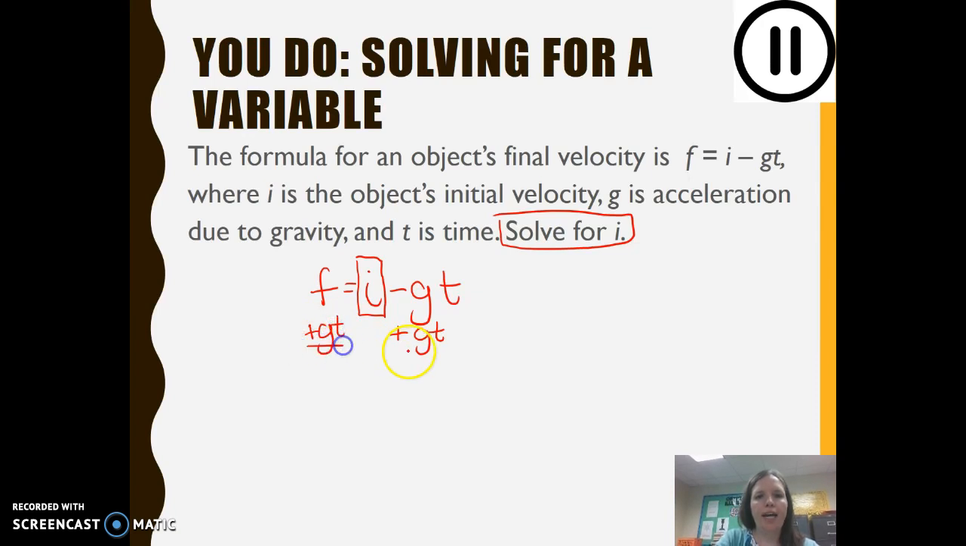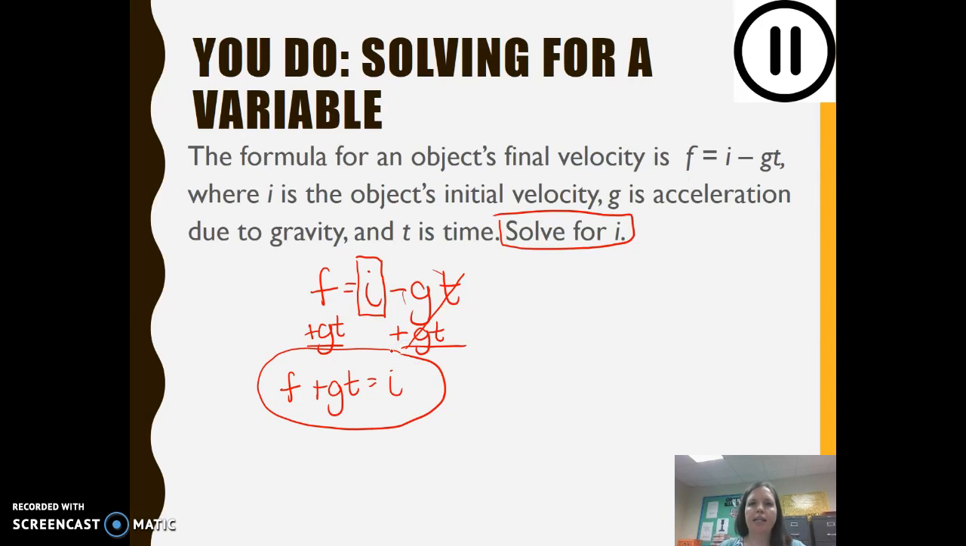I'm going to add to cancel out this gt that's being subtracted from the I. So I have f plus gt. Those are not like terms, so I can't combine them together, and that is equal to I. Sometimes it's just a simple step. The answer may not look any more appealing to us at this point, but we'll get into the whys later on. So that's the first you do, pretty simple.